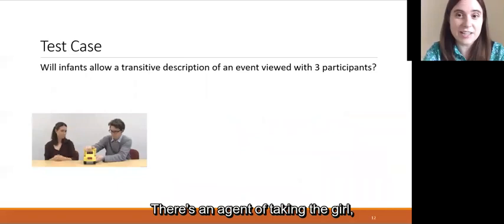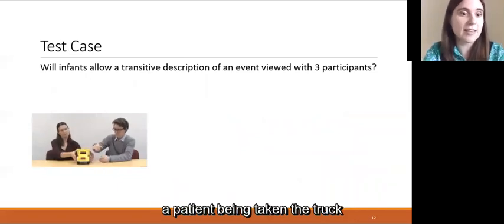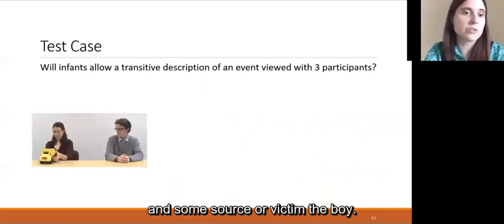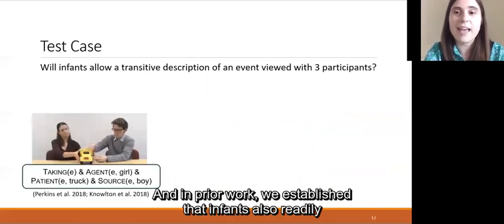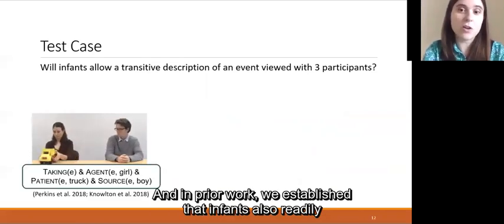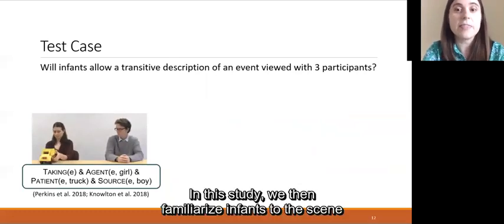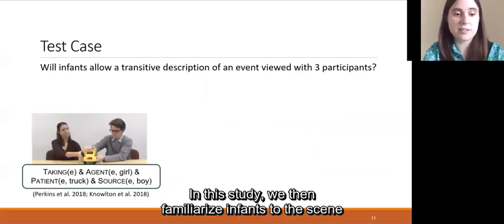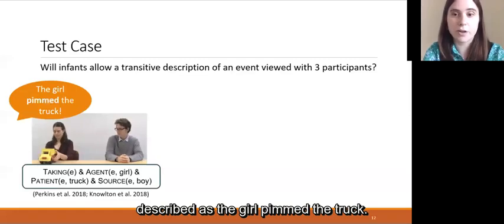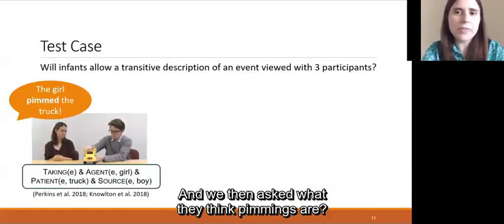There's an agent of taking, the girl, a patient being taken, the truck, and some source or victim, the boy. And in prior work, we established that infants also readily see the scene as having three participants. In this study, we then familiarized infants to the scene described as "the girl pinned the truck." And we then asked what they think pimmings are.